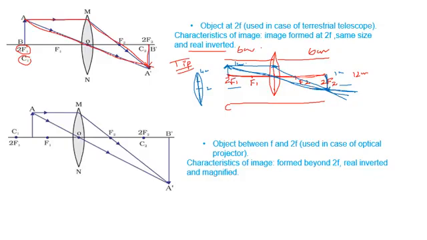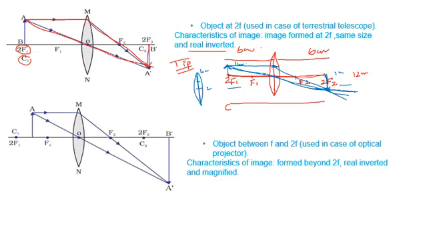So you will get this diagram. Otherwise, it is very difficult to get the image at 2f2. Now, how is the image? Image is of the same size. What is the position of the image? This is at 2f2. It is real, it is inverted.